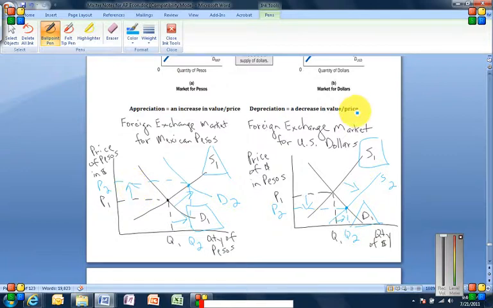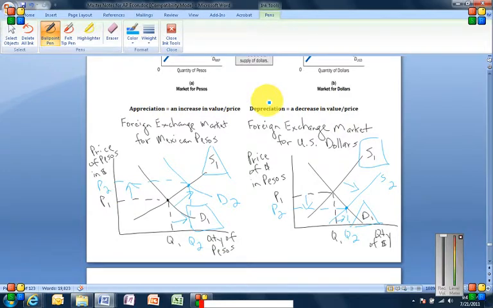Now you've probably already noticed this above. If we have an increase in the value or price of a currency in terms of another currency, we call that appreciation. So we're saying that in this market, with this example, the peso is appreciating in value. It's increasing in value because its price is going up. And in this market, the US dollar is decreasing in value or decreasing in price. We say that it's depreciating in value.